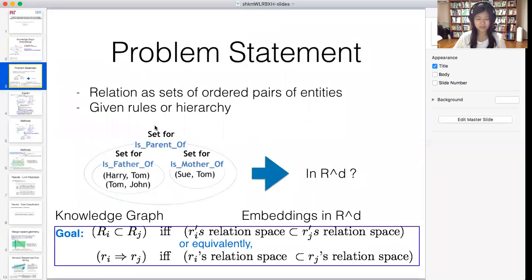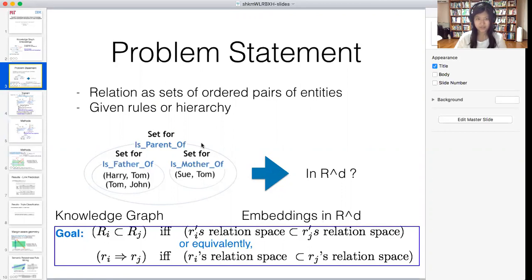So let me more precisely define our problem statement. We first observe that relations are sets of ordered pairs of entities. So if you look at this diagram, you can see that the relation is father of in a knowledge graph can actually be a set that takes each (head, tail) as its element. So these are ordered pairs of entities, and we assume that we are given rules or hierarchy among relations. So we know that is father of is a set that belongs to is parent of.